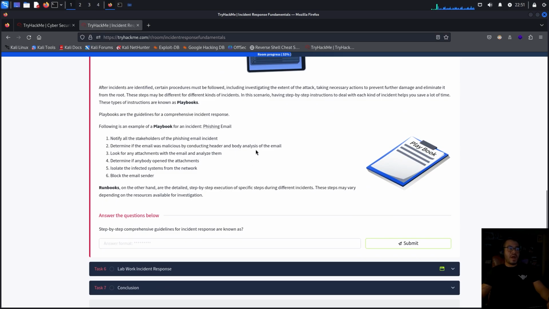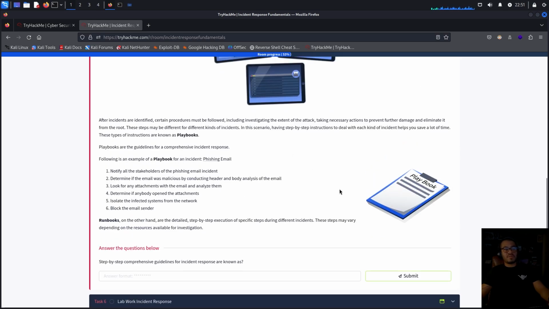After incidents are identified, certain procedures must be followed, right? Including investigating the extent of the attack, taking necessary actions to prevent further damage and eliminate it from the root. These steps may be different for different kinds of incidents. In this scenario, having step-by-step instructions to deal with each kind of incident helps you save a lot of time. These types of instructions are known as playbooks. Playbooks are the guidelines for a comprehensive incident response.